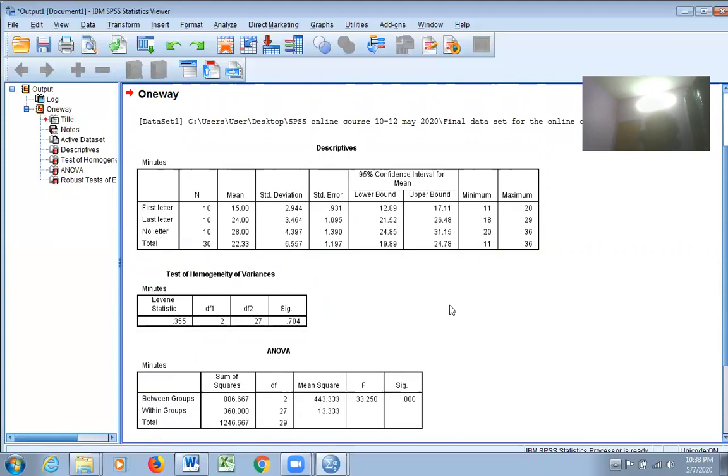So to find out this difference, you can think of conducting two different techniques. One is a planned comparison and another is a post hoc test. Okay, let us see them one by one.